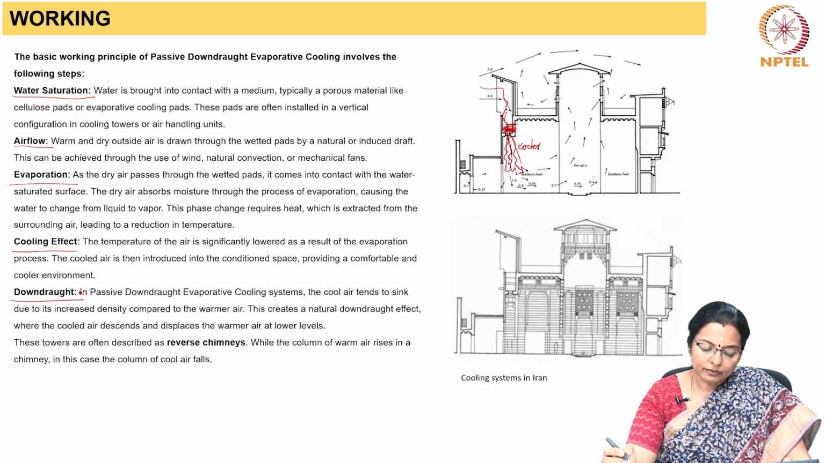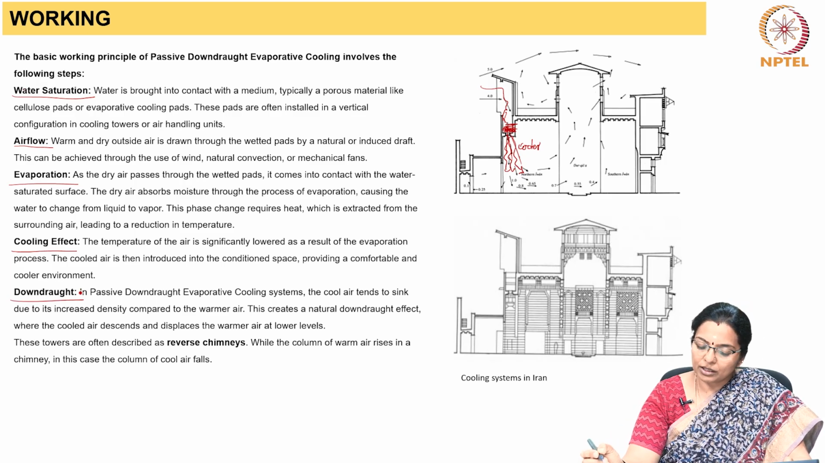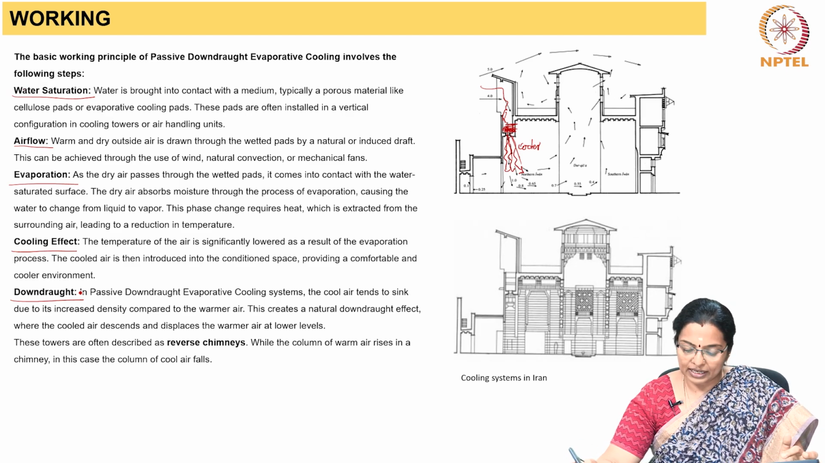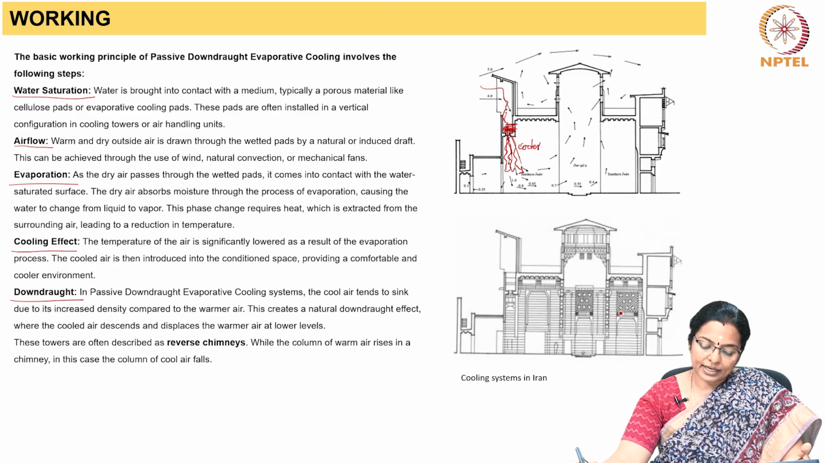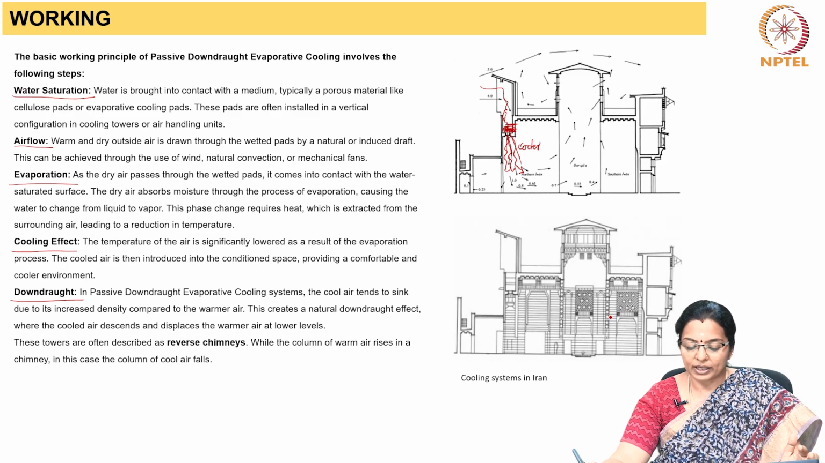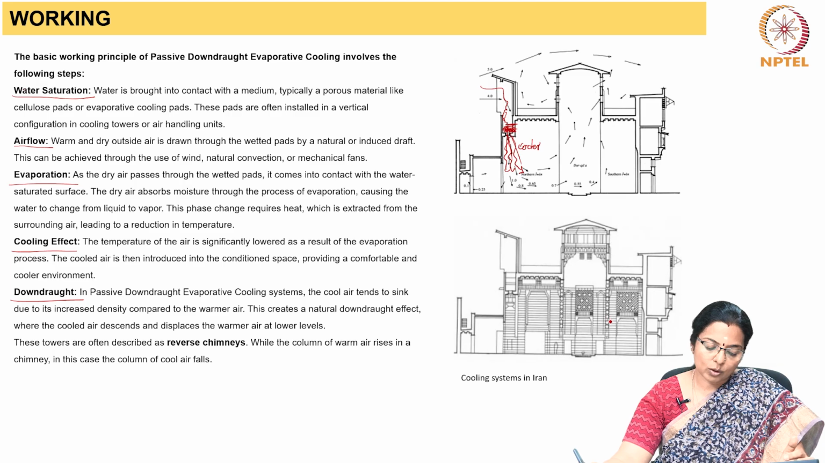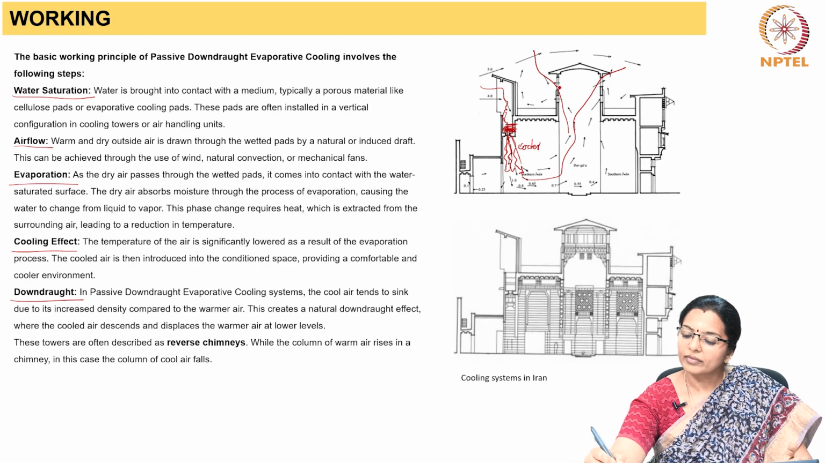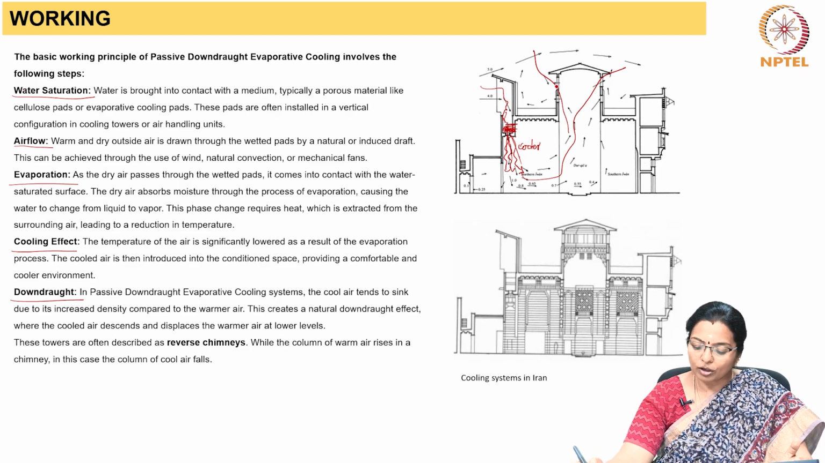Downdraft. In passive downdraft evaporative cooling systems, the cool air tends to sink due to its increased density compared to the warmer air. This creates a natural downdraft effect when the cooled air descends and displaces the warmer air at lower levels. These towers are often described as reverse chimneys. While the column of warm air rises in a chimney, in this case the column of cool air falls.